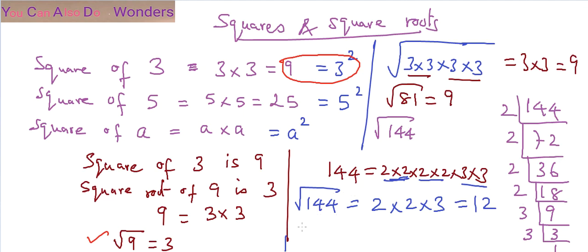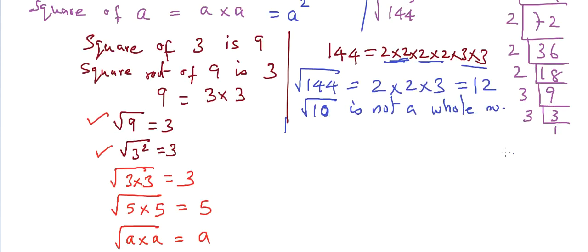For example, 10 is not a perfect square because the square root of 10 is not a whole number. Therefore 10 is not a square number. So what are square numbers?